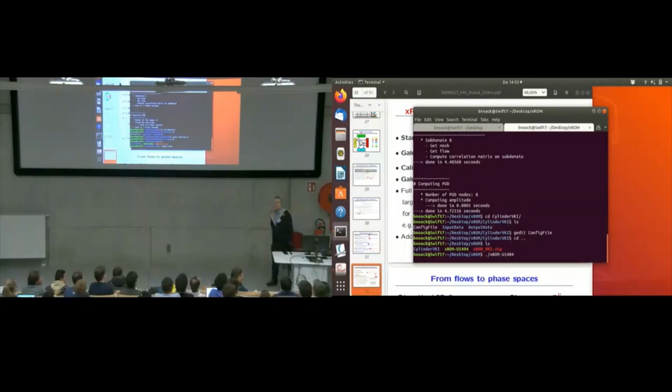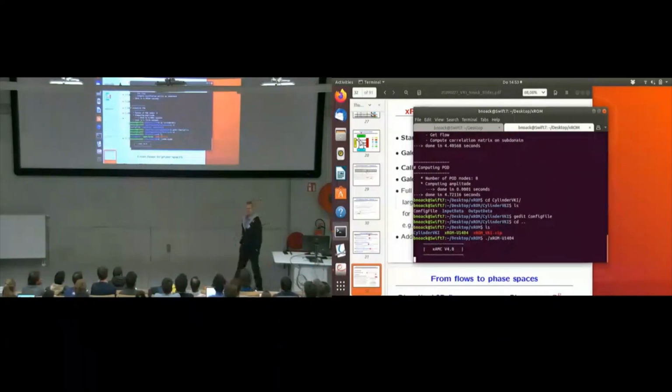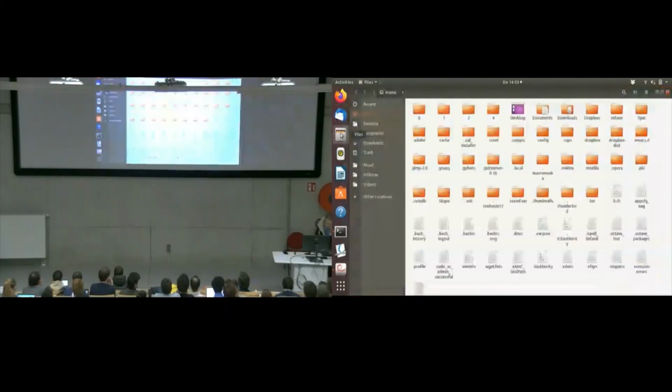The same data which almost everybody is approximately using. Good question. It's a cylinder wake data for one period. So now we need to wait a bit, maybe 1 more minute, and then I can show you what we have computed.